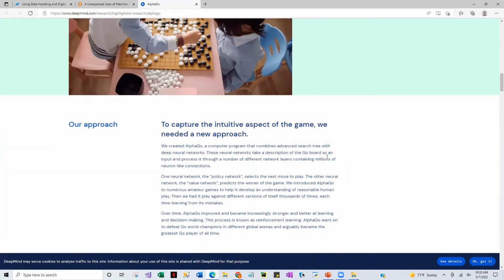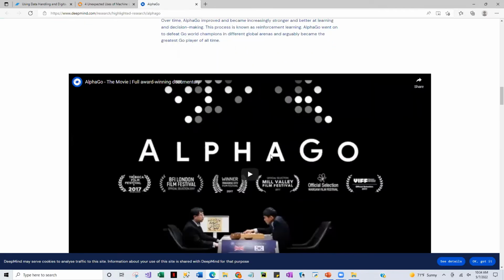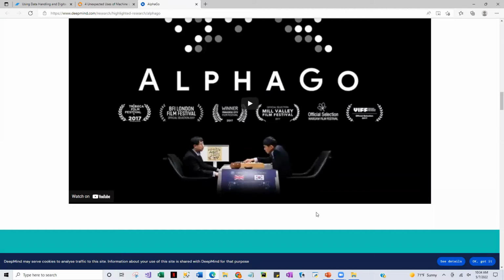So it is going to replicate, or it is going to learn from the human move, and it is going to take a decision. And each and every time it is playing with an opponent, it is getting stronger and stronger because it is learning from the human players.